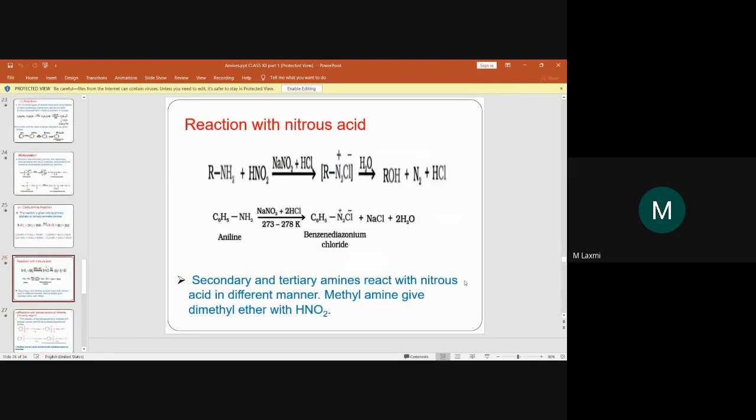Then the reaction with nitrous acid. Amines will react with nitrous acid in the presence of NaNO2 plus HCl, resulting in diazonium salts. See here, aniline, which is an aromatic amine, as well as the primary amine, reacts with nitrous acid in the presence of NaNO2 and HCl to give benzene or alkyl diazonium chloride.